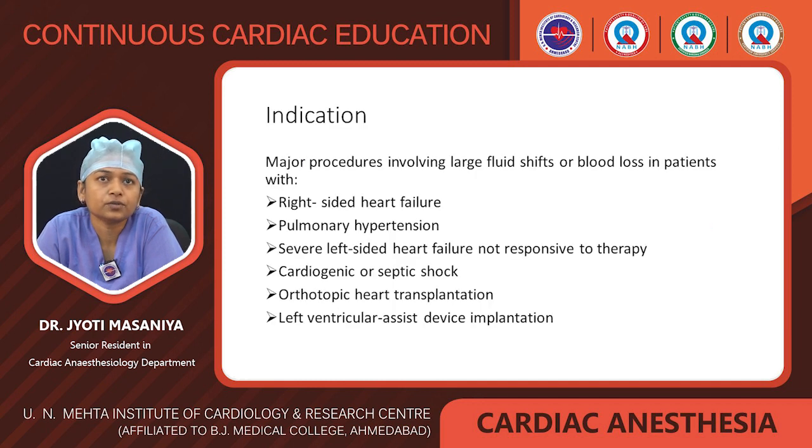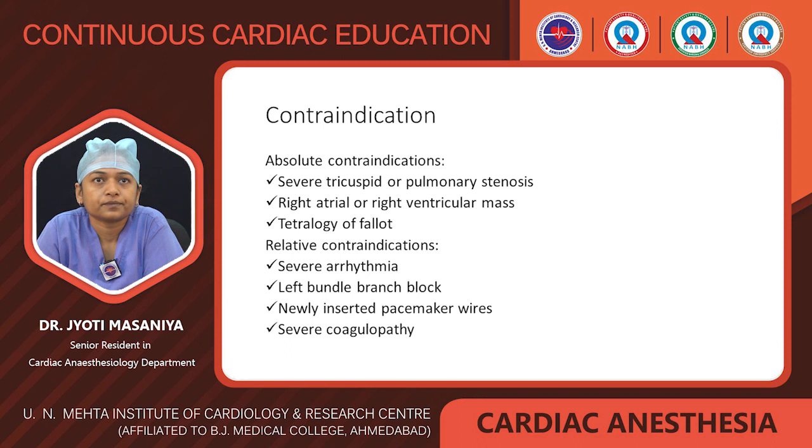Now, coming to the indications of the PA catheter: major procedures involving large fluid shift or blood loss in patients with right-sided heart failure, pulmonary hypertension, severe left-sided heart failure not responsive to therapy, cardiogenic or septic shock, orthotopic heart transplantation, left ventricular assist device implantation. Contraindications. Absolute contraindications are severe tricuspid or pulmonary stenosis, right atrial or right ventricular mass, or tetralogy of Fallot. Relative contraindications are severe arrhythmia, left bundle branch block, newly inserted pacemaker wires, and severe coagulopathy.